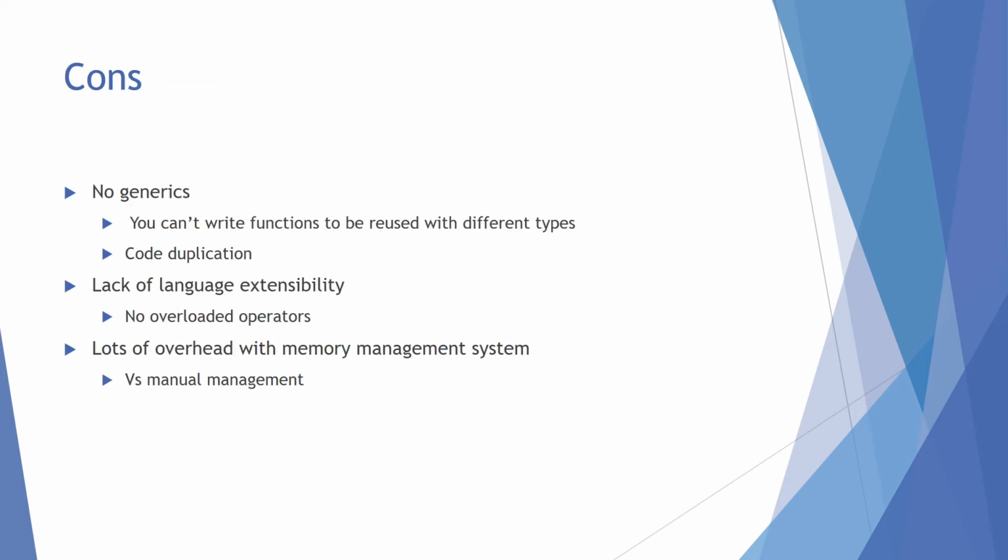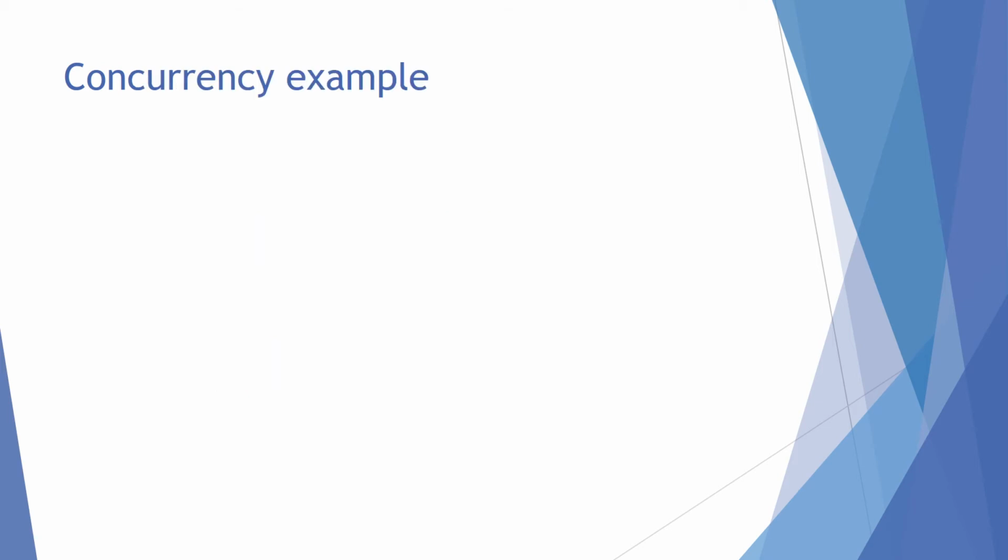So there are a few cons. One of them is there's no generics, so that means you can't write functions to be reused with different types. So it causes a lot of code duplication. There's a lack of language extensibility, so no overloaded operators with this language. And also, because of that garbage management system or memory management system, there's also a lot of overhead, which can result, in comparison to manual management in C++.